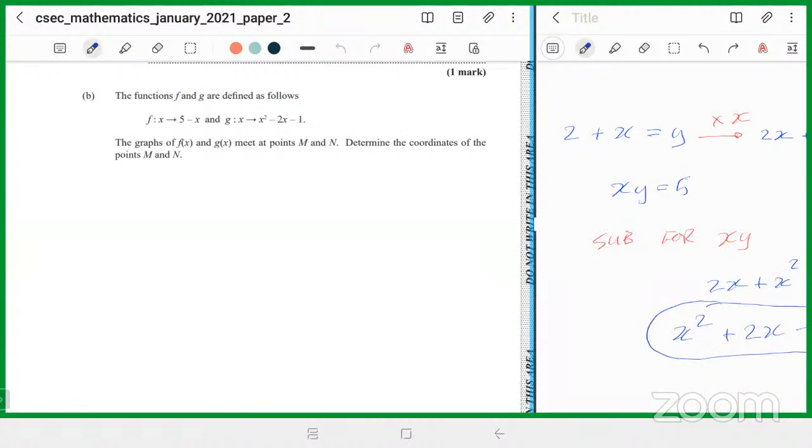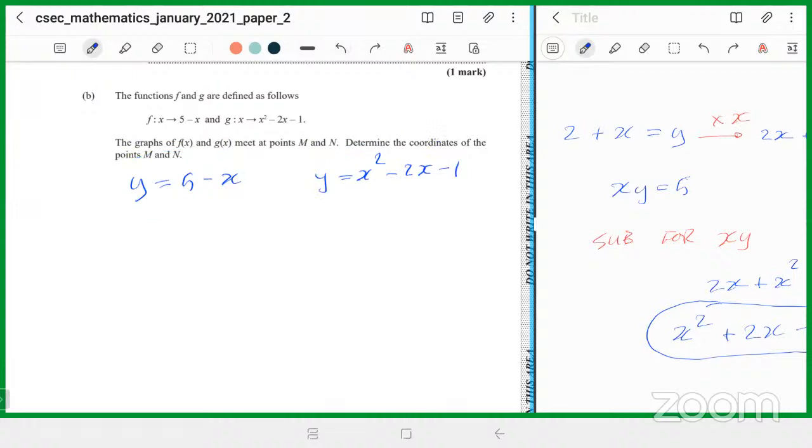It says functions f and g are defined as this. So this is function f, this is function g. Remember, f of x can be written as y. So it's almost as if they give you y equals 5 minus x. Another function here is y equals x squared minus 2x minus 1. That one is linear, a line. This one is quadratic. I call this function f, and the line I call function g.